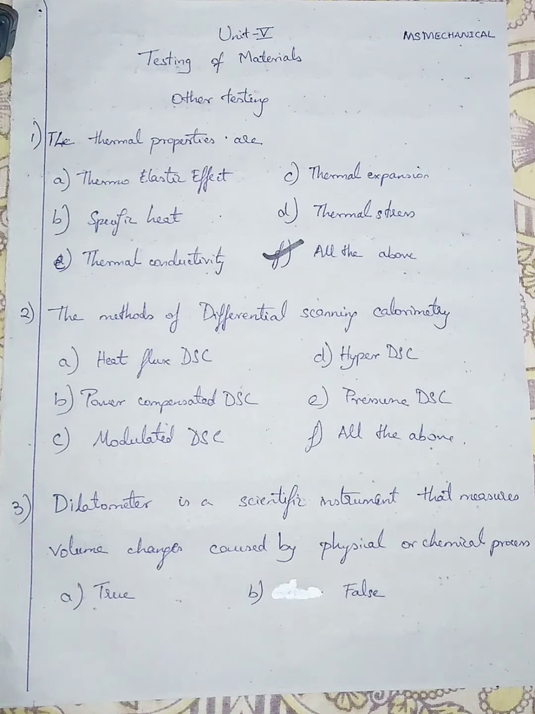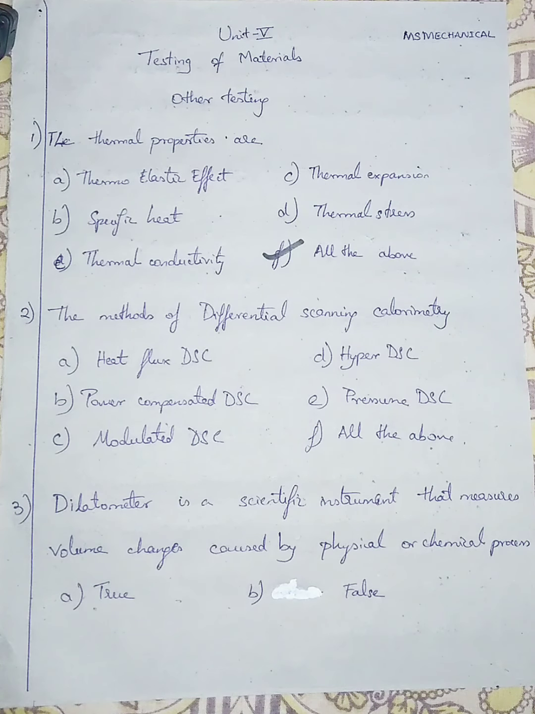Question number 2. The methods of differential scanning calorimetry are. What are the methods of differential scanning calorimetry? Option A is given as heat flux DSC. Option B is given as power compensator DSC. Option C is given as modulator DSC. Option D is given as hyper DSC. Option E is given as pressure DSC. And option F is given as all the above.